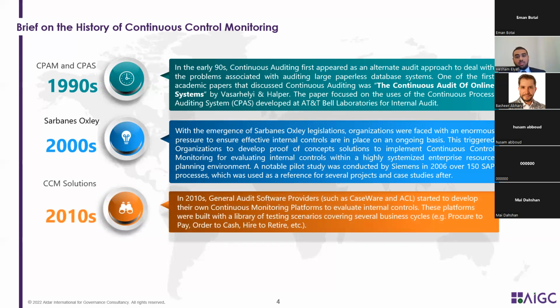Later, in the 2010s, I think all of us started hearing about CCM, especially as general audit software providers and other service providers started developing their own platforms to evaluate internal controls continuously. These platforms were mainly characterized by a built-in library of tests and testing scenarios covering different areas, whether it's order to cash, hire to retire, procure to pay, or other financial aspects, especially the general ledger. We started seeing off-the-shelf software and platforms used by users, and therefore the field became more evolved. We started hearing about continuous monitoring more often.